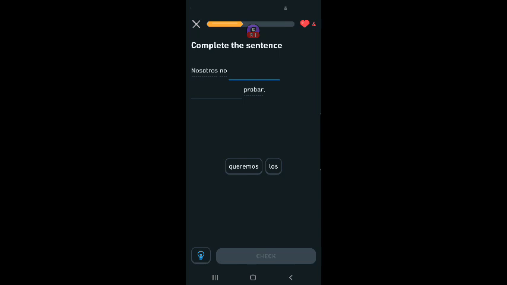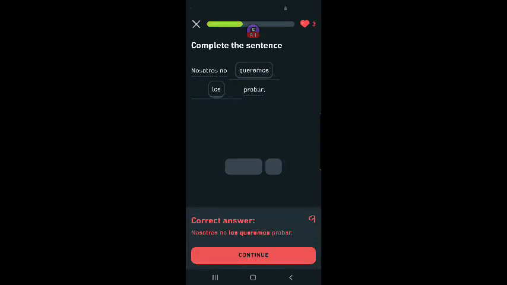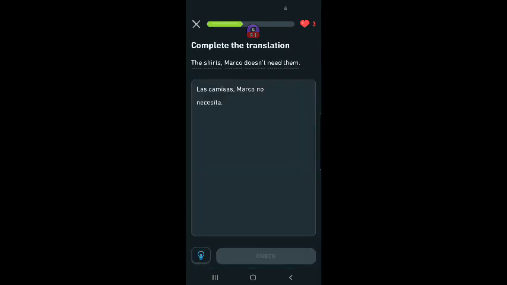Nosotros no queremos. Queremos los probar. Oops. Los queremos probar. Okay. The shirts, Marco doesn't need them. Las camisas, Marco, no. Marco doesn't need them.